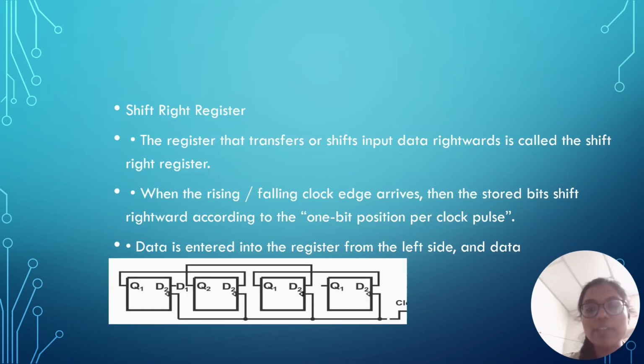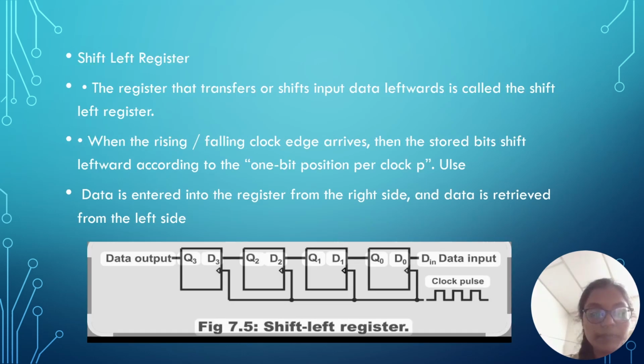The register that transfers or shifts input data rightwards is called the shift right register. When the rising or falling clock edge arrives, the stored bits shift rightward by one bit position per clock pulse. Data is entered into the register from the left side and data is retrieved from the right side.